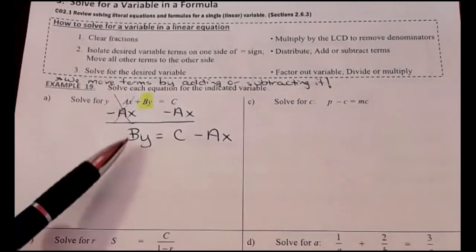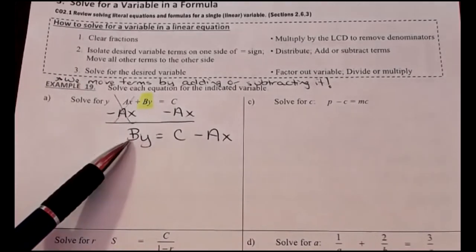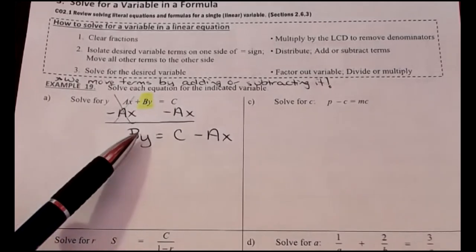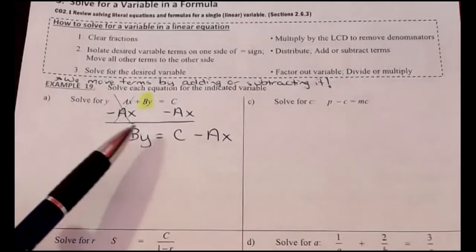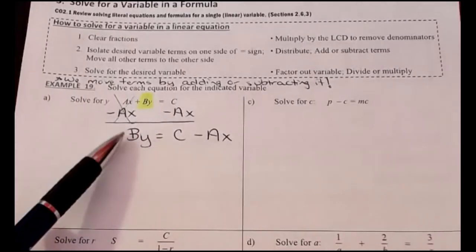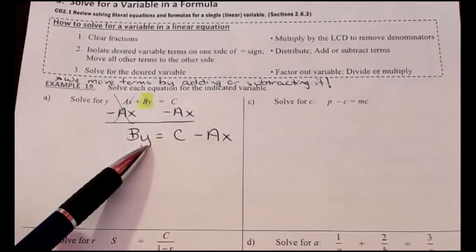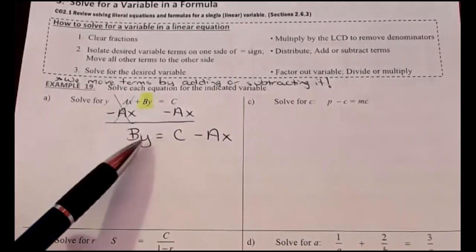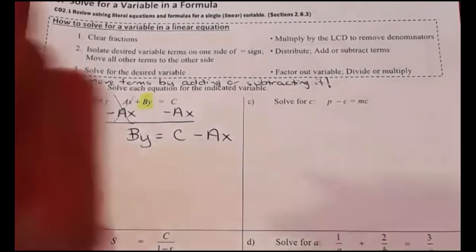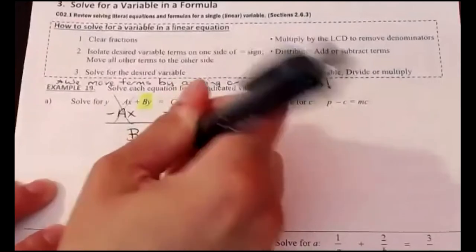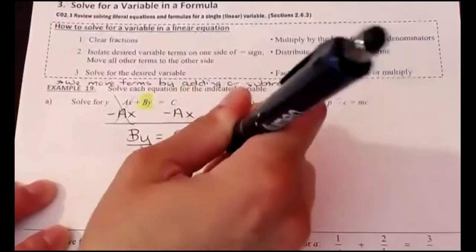Think about how y is connected to b. This says b times y. Nothing else. This does not say b plus y. This does not say b minus y. This also doesn't say b divided by y. When they're connected like this with no operation in between, we know it's a multiplication, which means the opposite operation is division. You are going to divide every term by the same quantity.